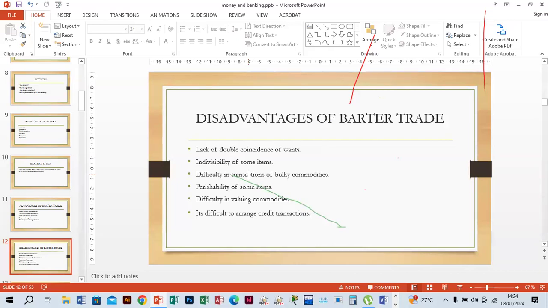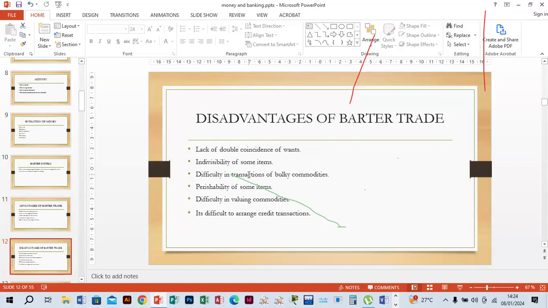Another point was indivisibility of some items. Some items can hardly be divided into small portions, hence limiting small transactions from taking place. For instance, an individual with a goat finds it hard to exchange it for a hen because a goat is worth more, and you couldn't just divide it to get a small portion of what you want. So that indivisibility was a disadvantage to the people.